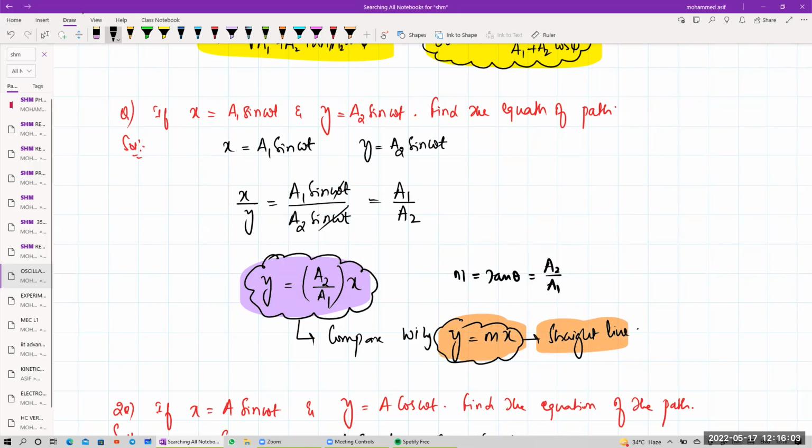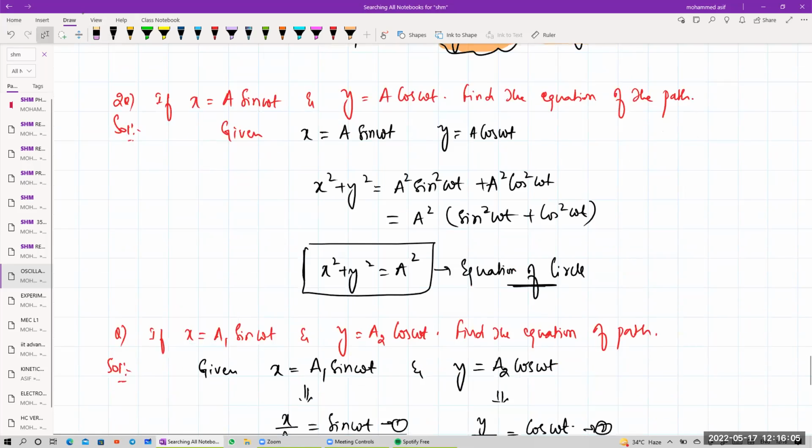Let's try another question. Second question: if x equals a sin omega t and y equals a cos omega t, find the equation of the path. Previously both were sine. Try to simplify this one and see what you get.